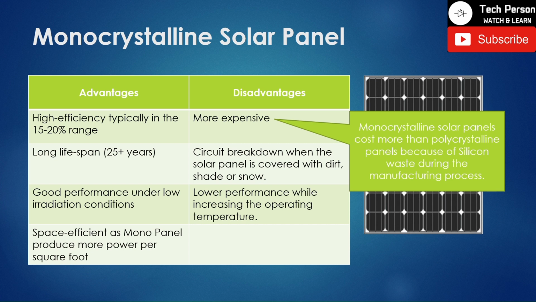One more thing: why are monocrystallines the most expensive? Because during the manufacturing process, more silicon is wasted when they are cut into wafers. That is one reason that they are the most expensive.